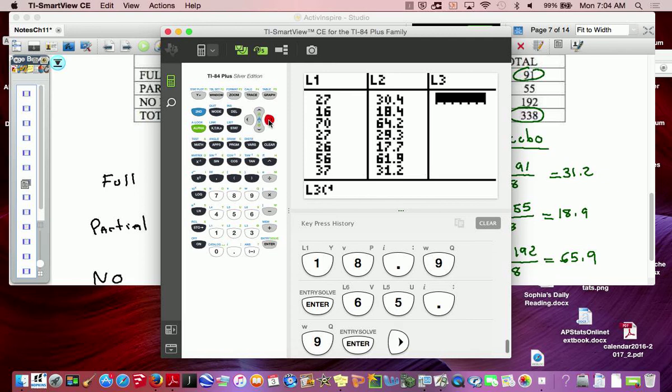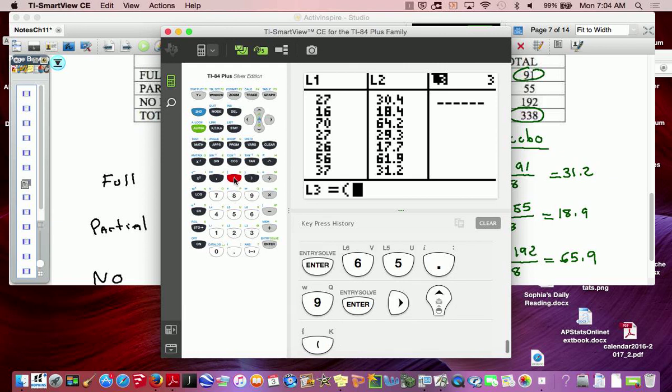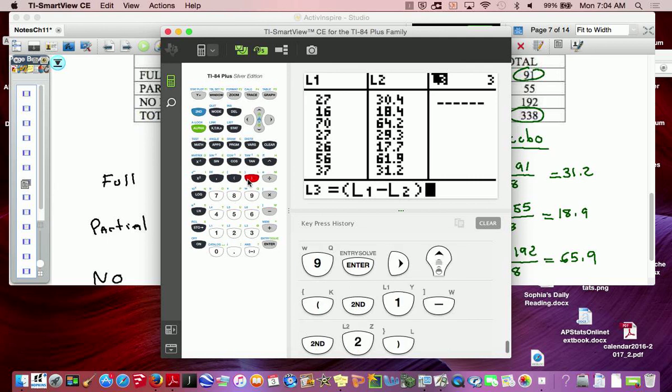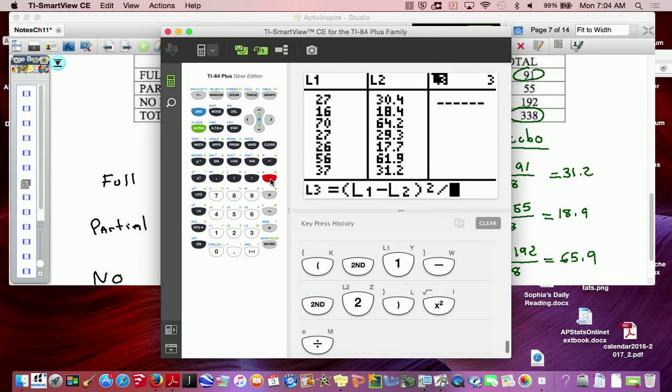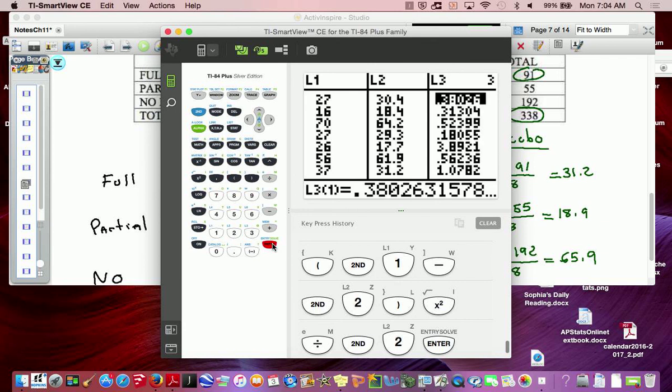So what I can do is go over to list 3, make sure your cursor's on L3, and then I can go ahead and type in my observed minus expected squared. So what I'm going to do is in parentheses, list 1, second one, you can see how it pops up there, L1 minus second 2, L2 parentheses, squared divided by list 2, so second 2. Hit enter, and it calculates out each individual chi-squared statistic.